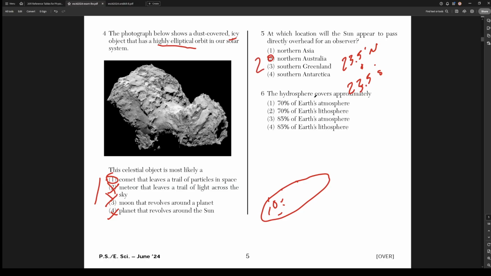The water layer of the Earth covers approximately what? You just have to memorize this. It's 70% of the Earth's surface, here. Not inside the Earth, or in the atmosphere. So the atmosphere is wrong. This is the sky, and the water's not in the sky. It's on the lithosphere, which is the crust layer.